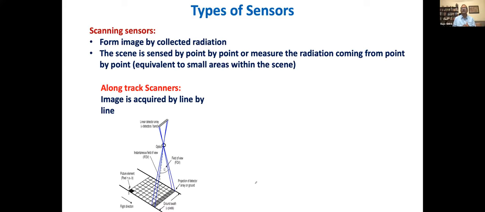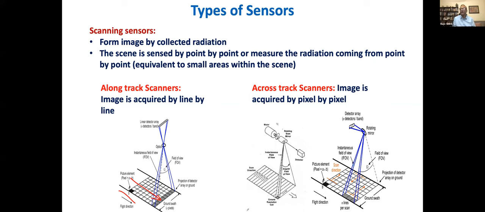Then there are scanning sensors, and among the scanning sensors, there is one type which is called along-track scanners. Here, you can see that the flight direction is here, and the scanning direction is also in the same direction. So basically, scanning is done in the same direction as the flight. The flight is moving and the scanning is also done in the same direction. So the image is acquired line by line. Then there are cross-track scanners where the flight direction and the scanning direction are perpendicular to each other. And here, the image is acquired pixel by pixel. Typically, all high-resolution scanners are getting data pixel by pixel. Both types of scanners are used for different kinds of sensors, depending upon the purpose and the data sets which are actually being utilized.